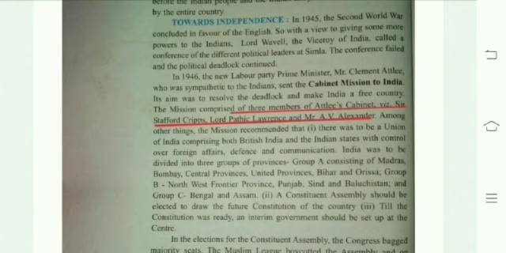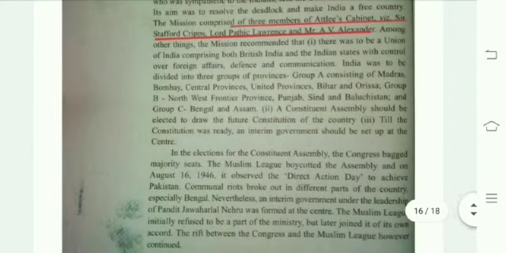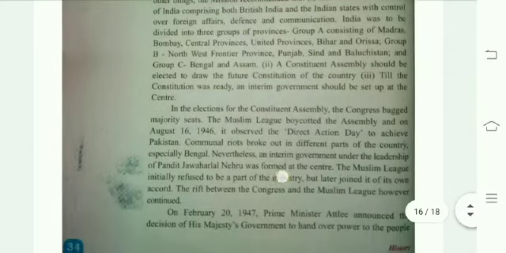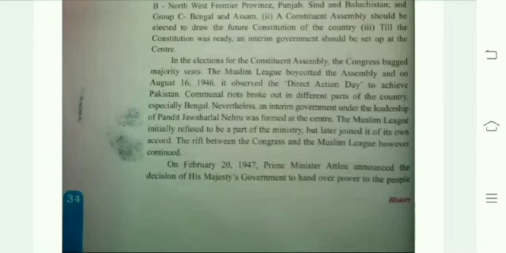And after the Constituent Assembly election, the Congress got a majority of seats. And the Muslim League boycotted the assembly on August 16, 1946. And it was observed as Direct Action Day to achieve Pakistan. And there were rifts between the Indian National Congress and the Indian Muslim League.